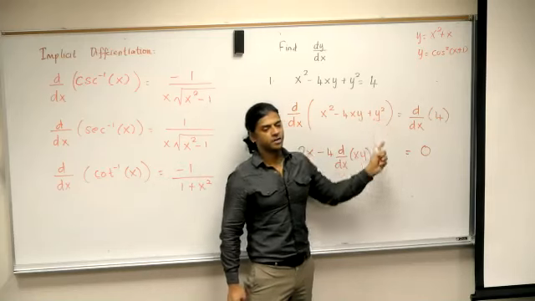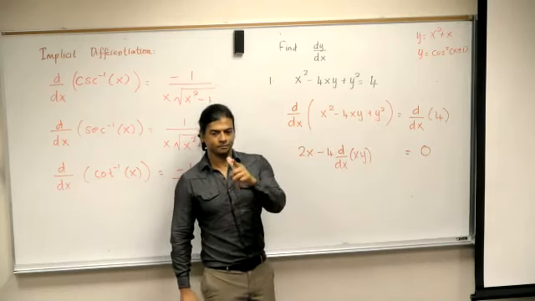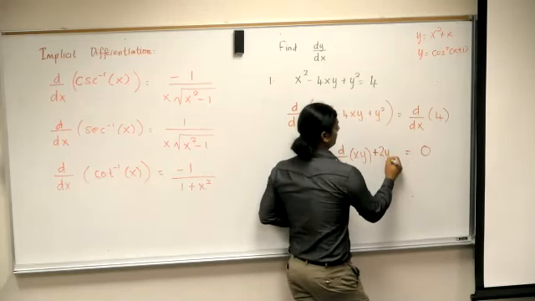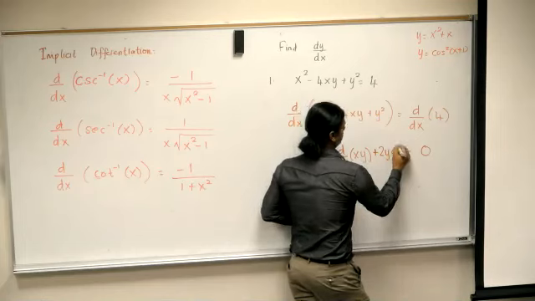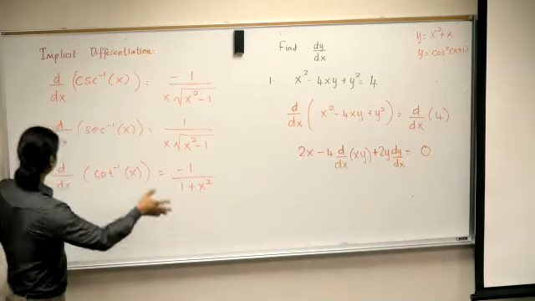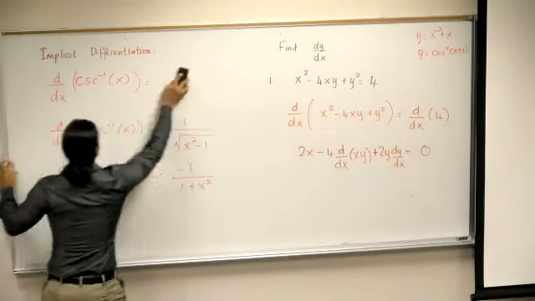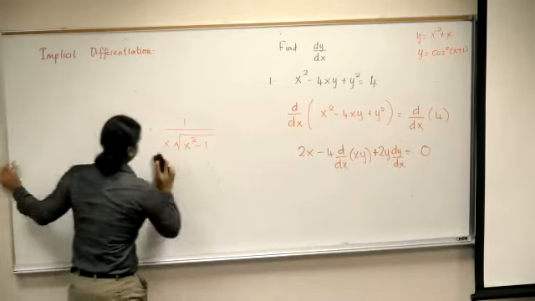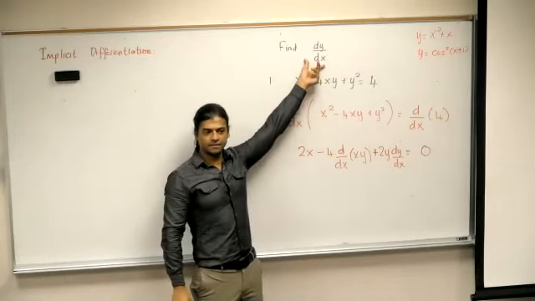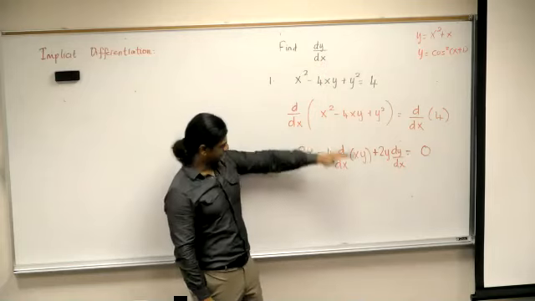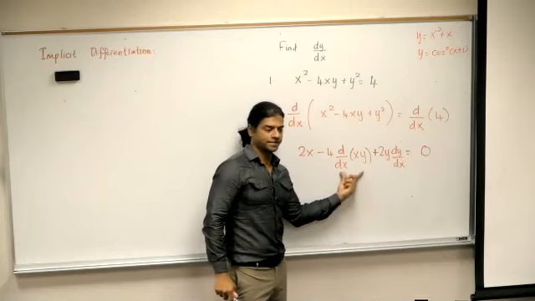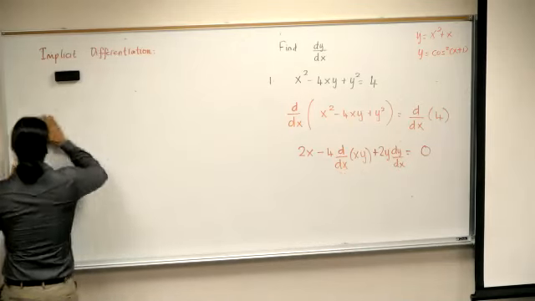Derivative of y squared with respect to x. 2y. Is that it? No, times dy dx, right? We are trying to find the derivative of y with respect to x. We've come this far, we just have to find the derivative of that term.